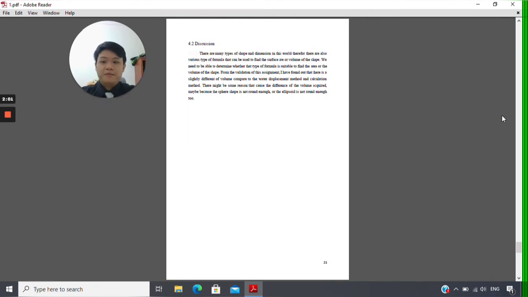The reason for the difference may be that the shape of my cylinder is not round enough, or the shape of my sphere and ellipsoid is not spherical or ellipsoid enough. Maybe there is some error in building it, therefore there is a difference between the volume that I found by calculation and by the water displacement method.